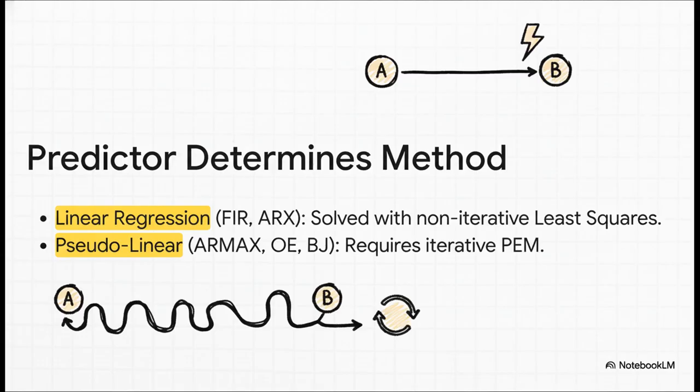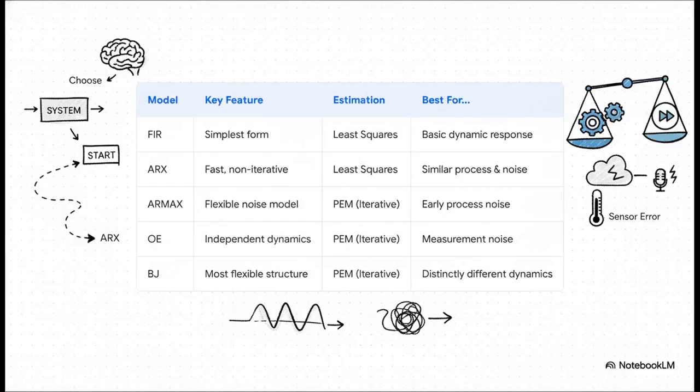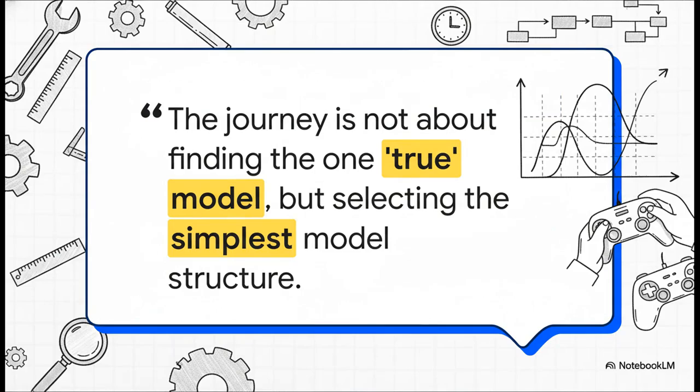It's a direct trade-off. So, after all that, how do you actually choose? Well, this table is your cheat sheet. It lays everything out. If you need something quick and dirty just to get a feel for your system, start with ARX. If you're pretty sure your problem is just sensor noise, go for an OE model. This is your practical guide for navigating that trade-off between model power and how long it's going to take your computer to run.